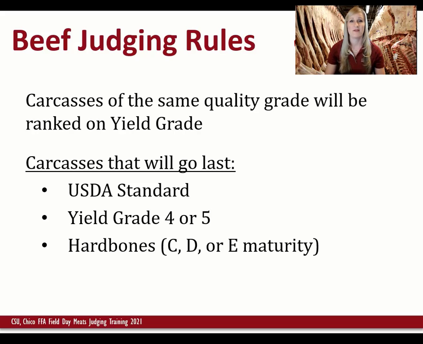If there's any chance in a class that there is a hard bone, so a carcass class that has a C, D, or E maturity, that is an advanced maturity carcass, and that carcass is going to go last regardless of its marbling score or yield grade. Any class that has a dark cutter presented, if there is a beef carcass that looks very dark purple or it's a dark cutter, that carcass will also go last.